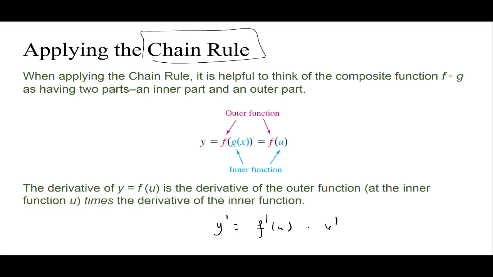So how do you find it? Find y prime, which is f prime, the derivative of the outer function with respect to u, times the derivative of the inner function with respect to x. Okay, let's take one example here. y is (x squared plus 1) to the power 3. Here we can call this inner function u. u is x squared plus 1.